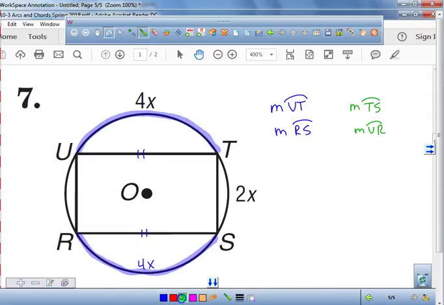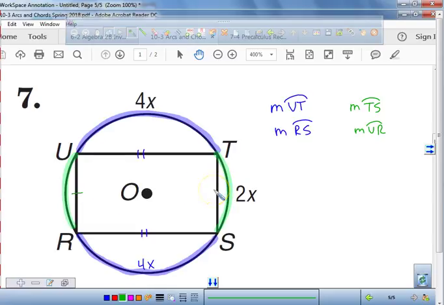And once again, these chords are also congruent. U to R, that chord is congruent to T to S, which is that chord. So arc TS is also equal to arc UR. So we're going to put it 2.